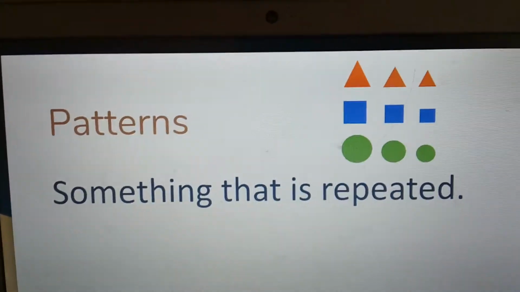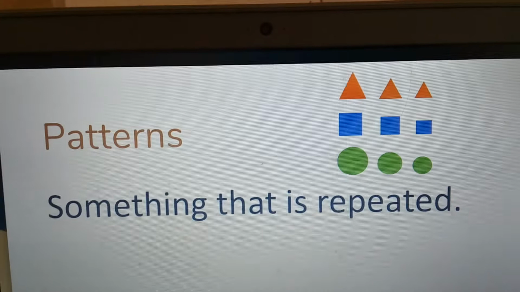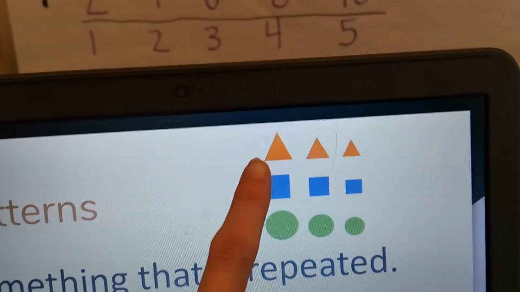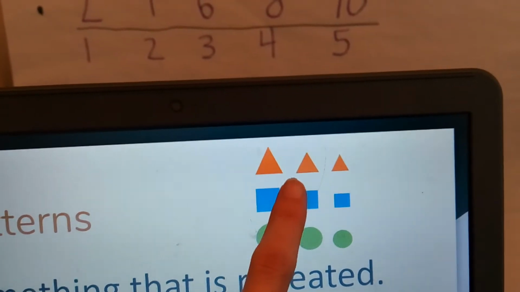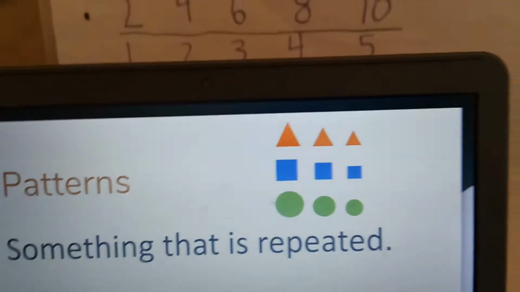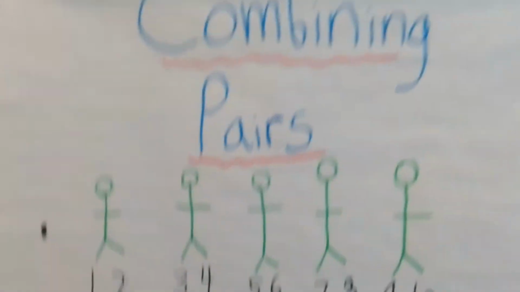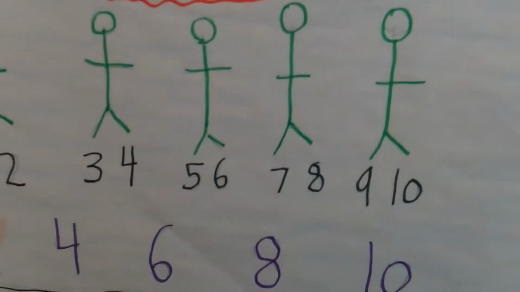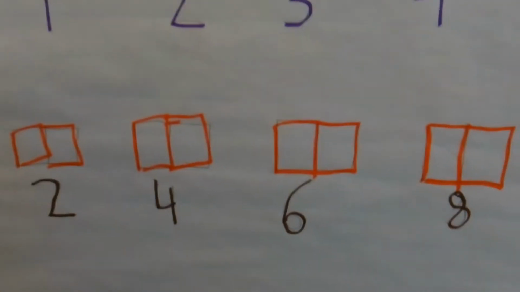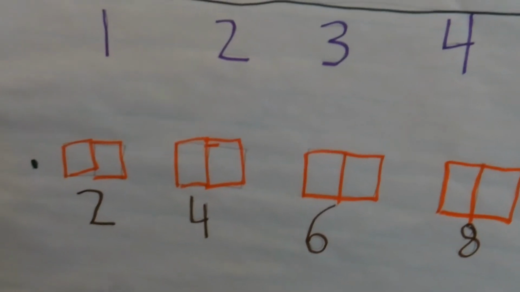Now let's take a look at the word patterns. Can we say patterns together? Patterns. A pattern is something that is repeated. For example, in this picture, you can see that the triangle starts big, goes medium, then small. And the same thing's happening for the square and the circle. Additionally, you see patterns on our chart, such as we're counting by ones. On this chart here, we're going up by twos. And once again, we're going up by twos in the drawings on the bottom.